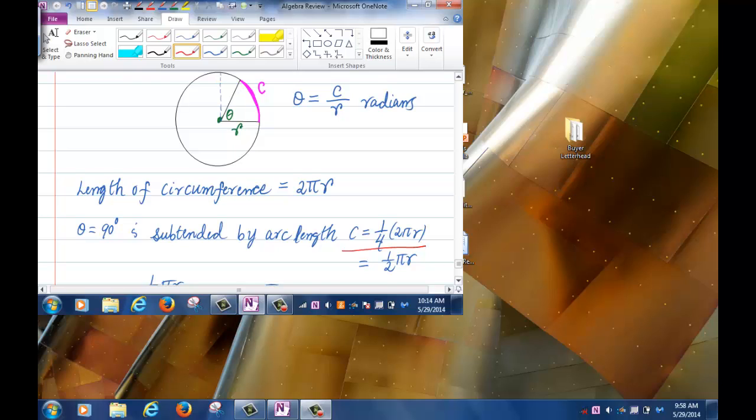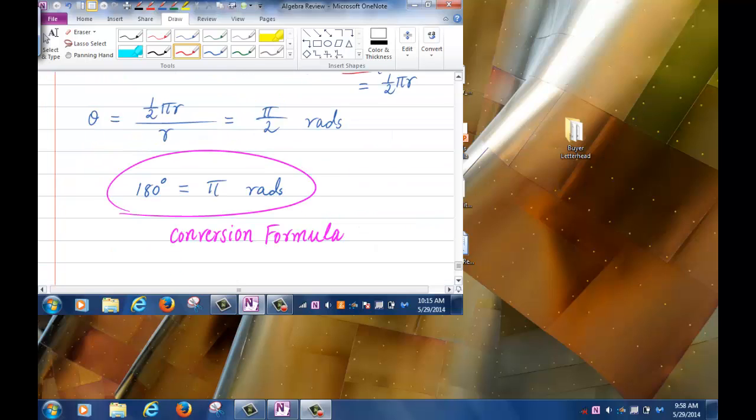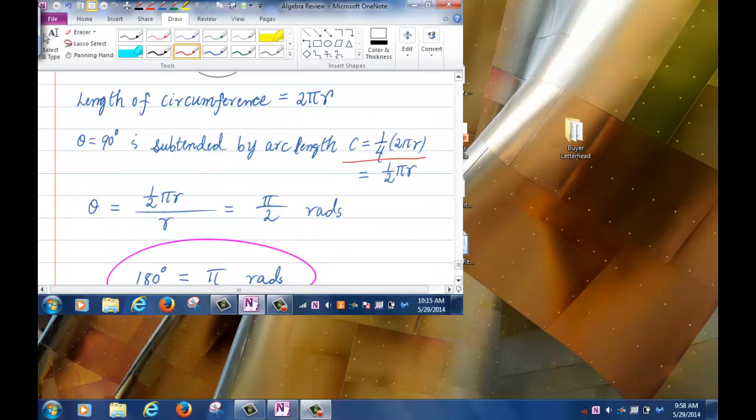And so what's the radian measure of a 90 degree angle then, or the radian measure of a right angle? Well, you divide the arc length by the radius, right? If you divide the arc length by the radius, what do you get? You get pi over 2. So pi over 2 is the radian measure of the right angle.